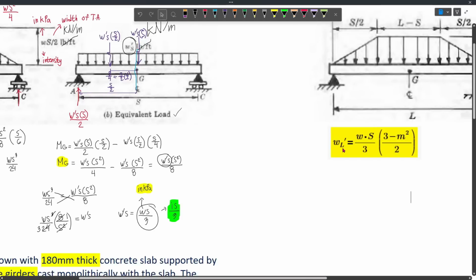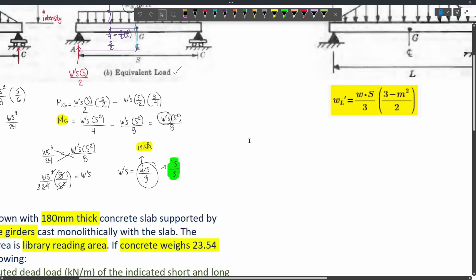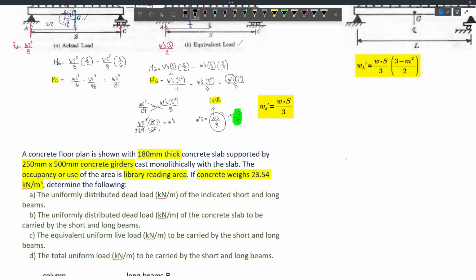Now again, this is WL prime because we are considering along the longer side. And then along the shorter side, we have itong WS prime which is WS over 3. And so ito na yung loads natin. Now sir, saan namin to gagamitin? We will be using this one for letter B saka letter C. Now sir, why will we not apply this one dito sa A?